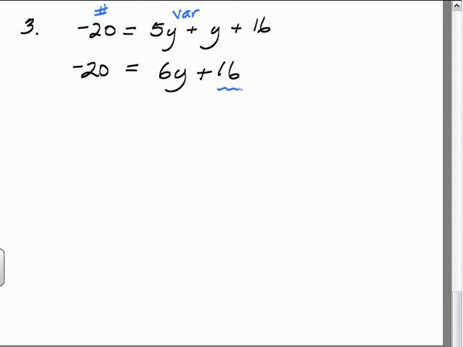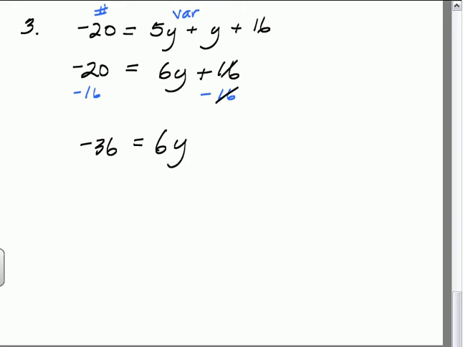Well, I see that this little 16, a plain old number, shouldn't be on this side, so we want to get rid of it. How do we get rid of it? Well, what's being done with that 16? That 16 is being added, so we want to do the opposite of adding 16. So we want to subtract 16, do it on the right, we've got to do it on the left. The results of that, over on the left, we would have a negative 36, and over on the right, these guys go to 0, so we just have 6y.